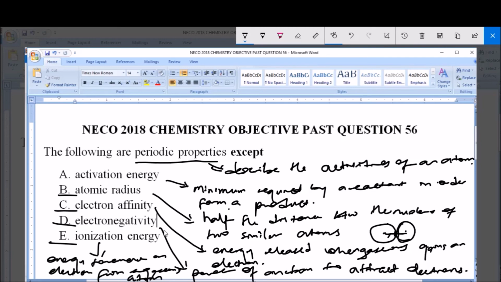describe the atom. But looking at option A, it is not a periodic property because it is describing a reaction that is involving reactants in order to produce products. So the answer to this question is option A, activation energy. It is not a periodic property.